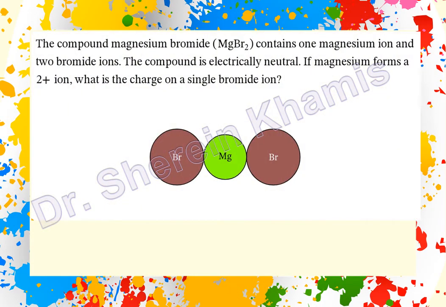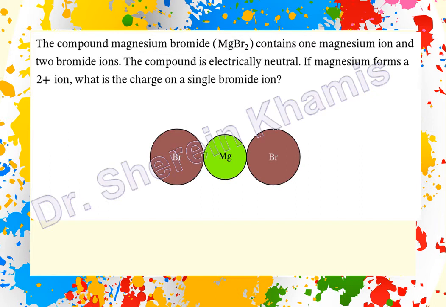Okay, the question says that the compound magnesium bromide, MgBr2, contains 1 magnesium ion and 2 bromide ions. The compound is electrically neutral here. If the magnesium forms a positive 2 ion, what is the charge on a single bromide ion?